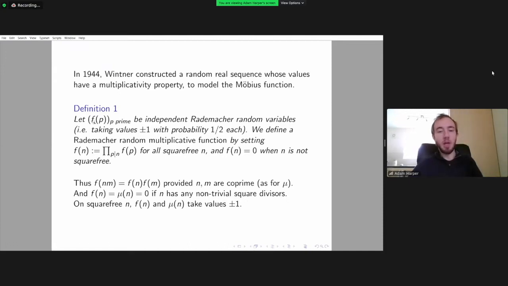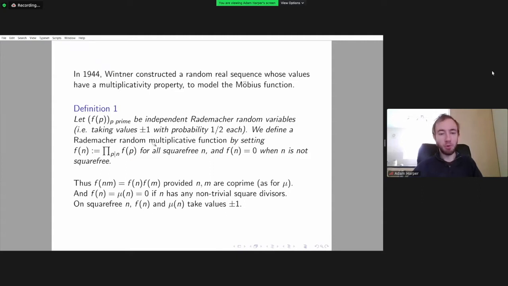Coin tosses. These are called Rademacher random variables, these kind of plus or minus one random variables sometimes. And these gave the values of his function that he was constructing on the primes. So the value f of p for p prime was just this sequence of independent plus or minus one random variables. And then you want to extend this to a function on all the natural numbers. And he did that by saying that f of n should be 0 if n is not square free. And if n is square free, then f of n should just be the product of f of p for all the primes p that divide n. So this defines this random object on all natural numbers.